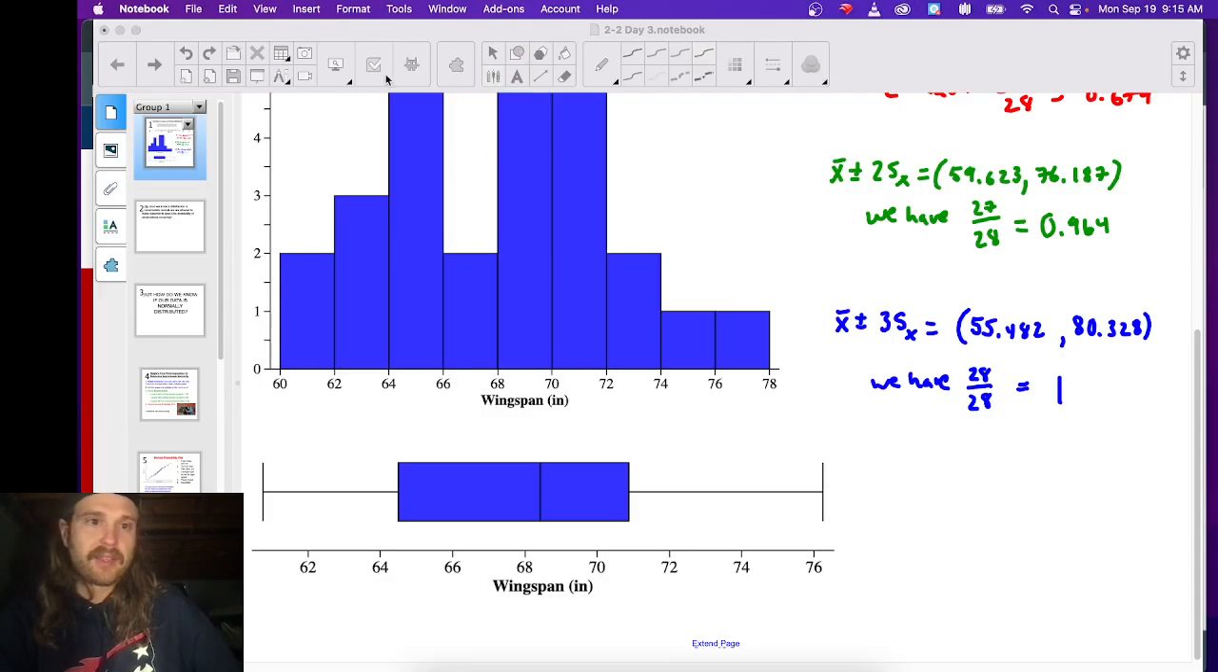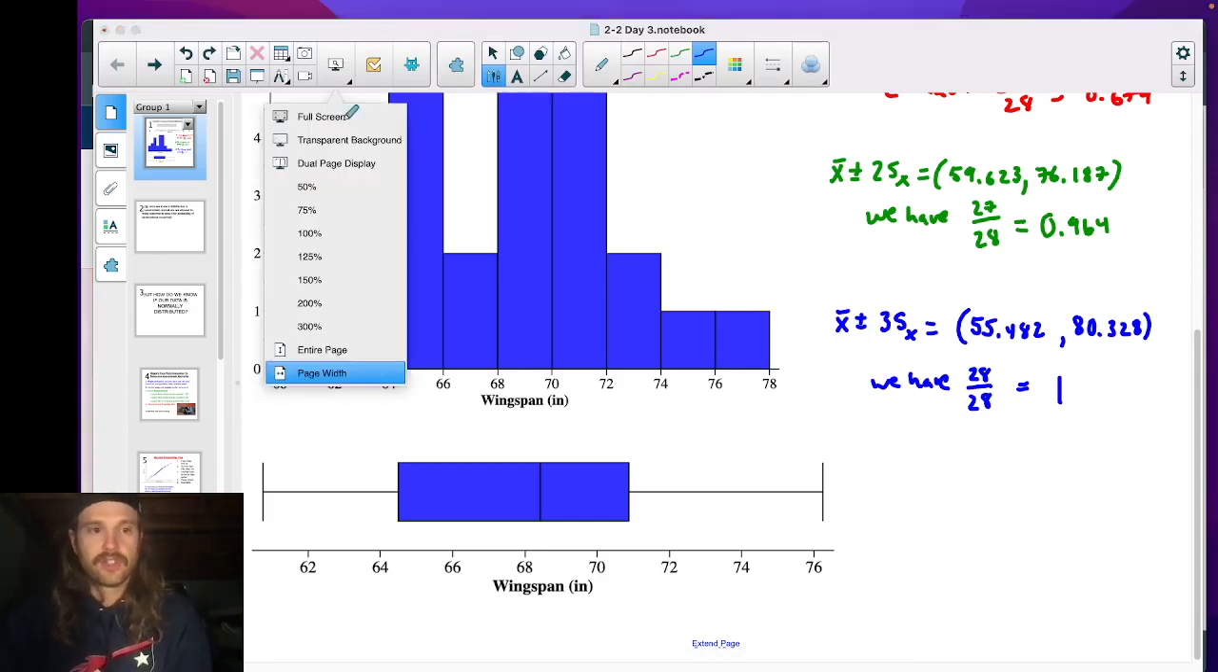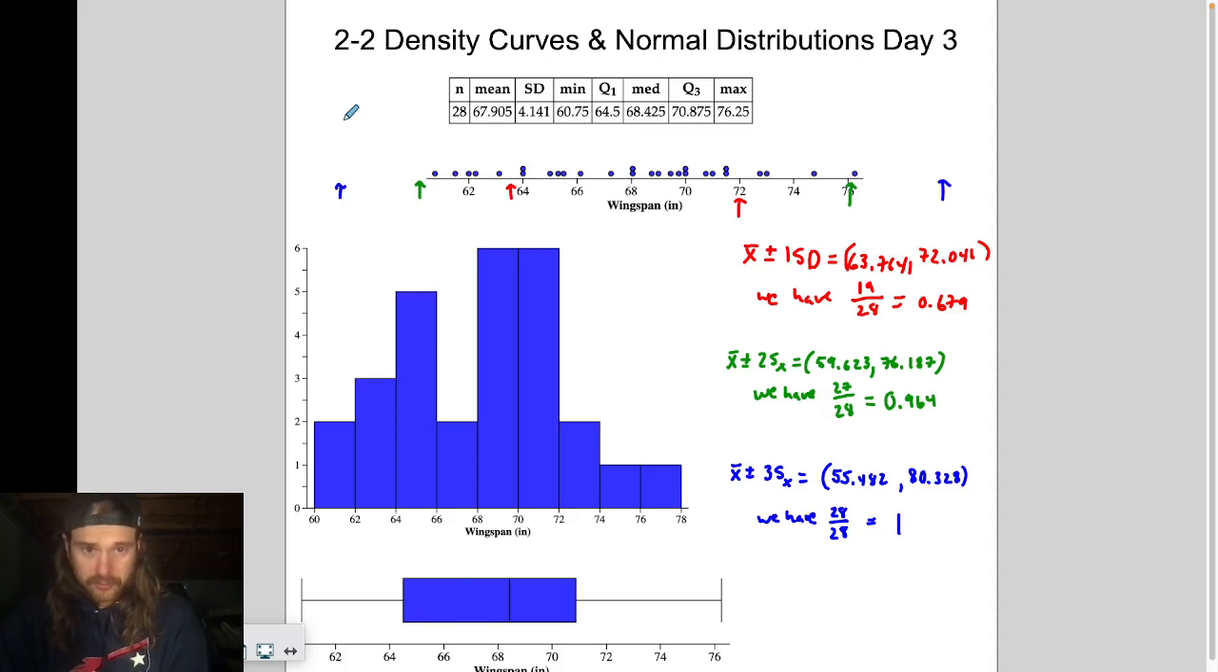All right, we're back. I got this all on to one screen here, and I checked so you guys can check your intervals. But I have little marks on my dot plot. So within 1 standard deviation, we have 0.679 or 67.9% of our data, 19 out of 28 observations, so that's pretty darn exciting. Within 2 standard deviations, we actually have 27.